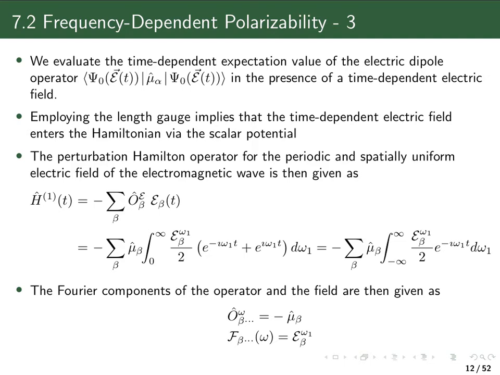If we now look at a periodic but spatially uniform electric field, meaning the dipole approximation, then we can write our perturbation Hamiltonian this way. Here we have our time-dependent electric field, now only time-dependent because it's spatially uniform. And here we have a component of the perturbation operator, which, coming from the scalar potential, is going to be the dipole moment operator again.